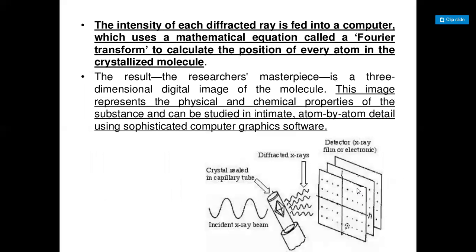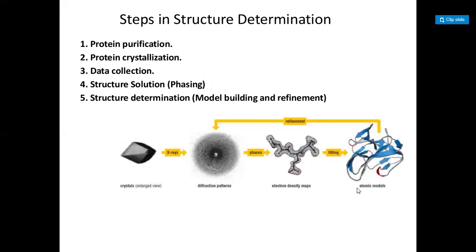This is a simple diagram in which the crystal, sealed in a capillary tube, sits inside an X-ray beam, and the diffracted X-rays are recorded by the detector, which could be a film. The intensity of each diffracted ray is fed into the computer, which uses a mathematical equation called the Fourier transform to calculate the position of every atom in the crystallized molecules. So this is a step in the structure determination.